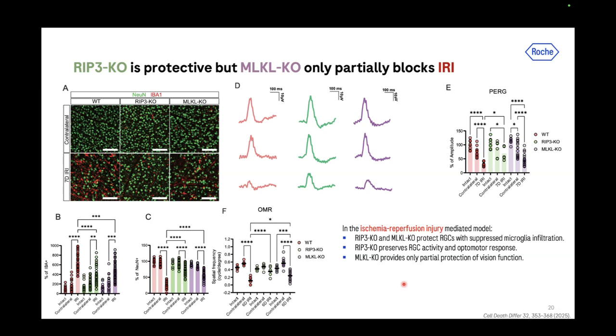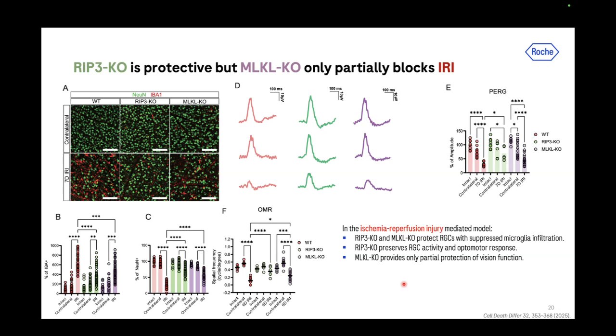In panel F, the OMR measurements show a similar trend. RIP3 knockout mice retain significantly better visual responses than MLKL knockout mice. So together, these results indicate that RIP1 contributes to the ischemia reperfusion mediated retinal damage, but it is not really the exclusive node for RIP1, as we see a higher protective effect from RIP1 kinase dead mice after IRI.